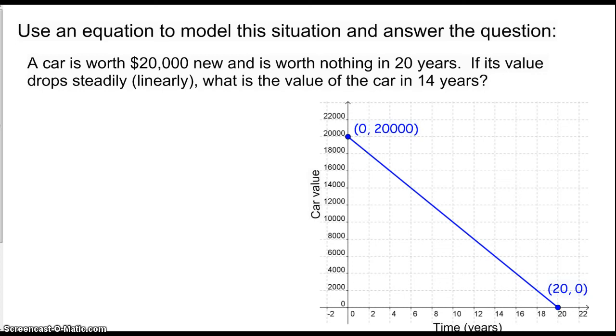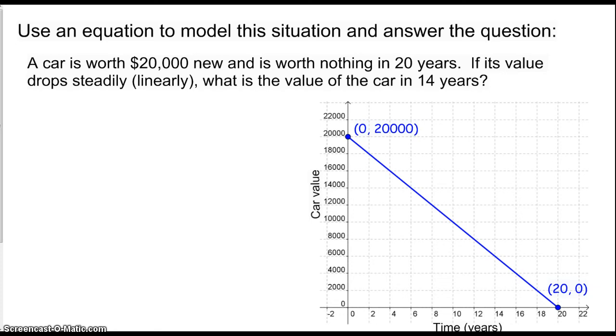We know that when the time is 0, when the car is new, the x value is 0, then the y value, the value of the car, would be $20,000, right? So (0, 20,000) is one of the data points that represents the situation, right? And the only other data point I have is that at 20 years, when time is 20, when x is 20, then the y, the value of the car, is 0. So two data points, and there's a straight line going between them. All right, so my goal is to come up with an equation to model this line, okay?